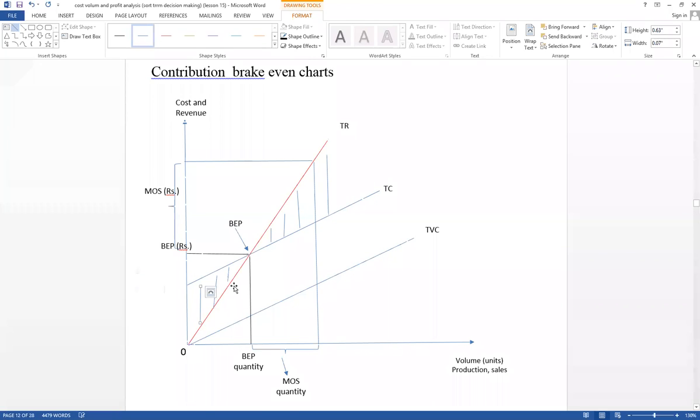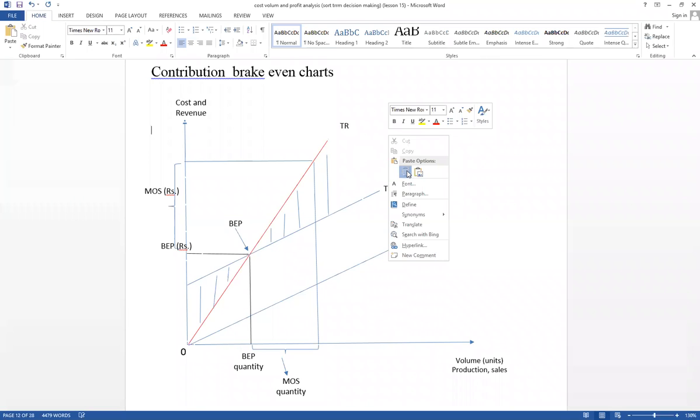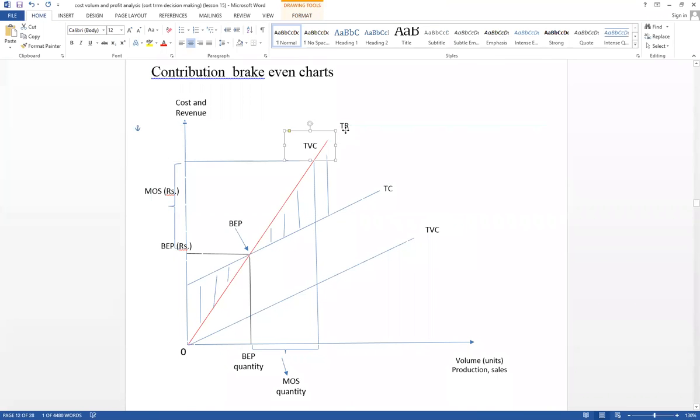Therefore, profit and loss also should be disclosed. At BP level, there is no profit and loss. Beyond the BP, there is a profit. But below BP, there is a loss. Therefore, this one profit. Here profit.